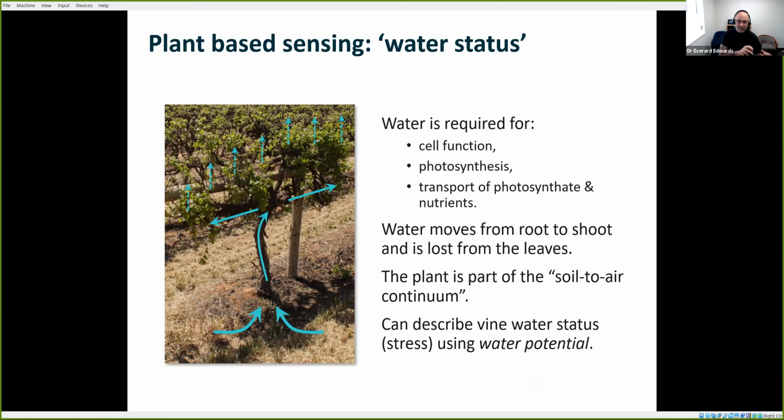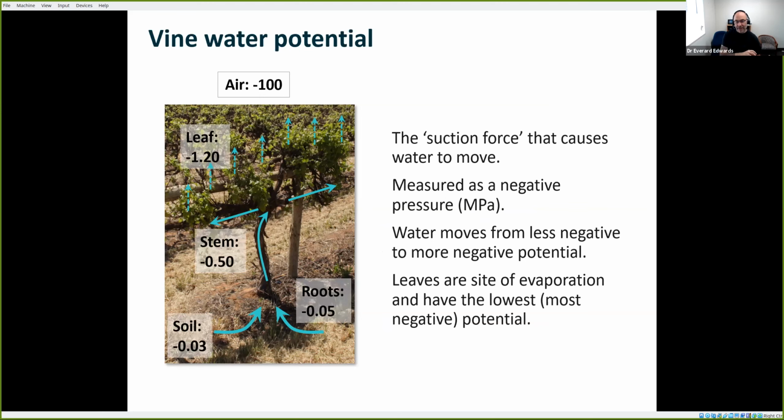We consider that water as part of a continuum from the soil to the roots, through the plant to the air, and it moves along a negative pressure gradient. We can measure the negative pressure at each part in this system, and that's what we term the water potential.